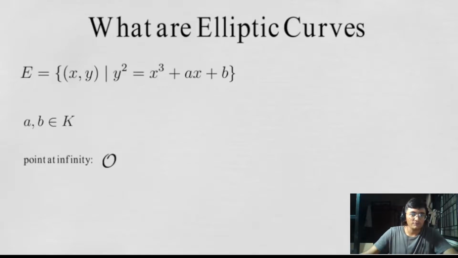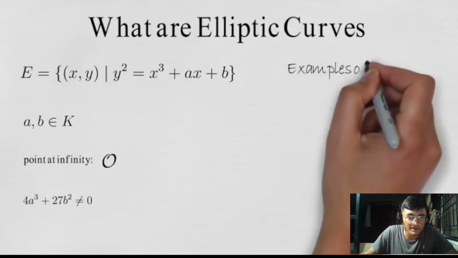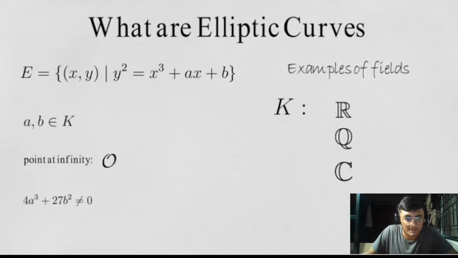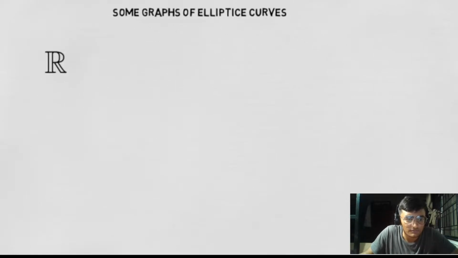One of the constraints is that 4a cube plus 27b square should not be equal to 0, and there is a point at infinity. Some examples of fields are real numbers, rational numbers, complex numbers, and integers modulo p.